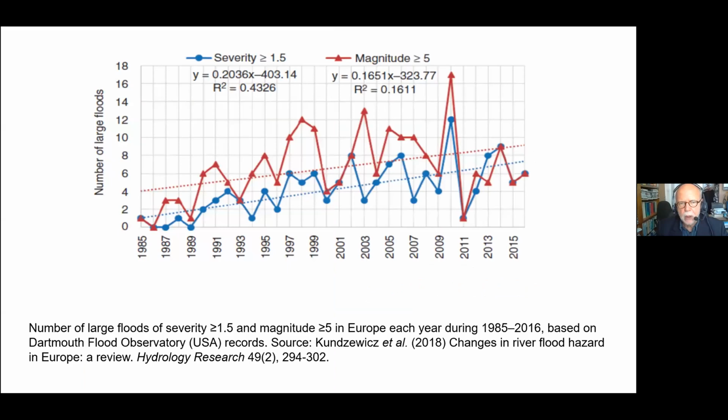And this is a diagram for our relatively recent paper published in 2018 in Hydrology Research. The number of large floods of severity in excess of 1.5 and magnitude in excess of 5 in Europe each year has been increasing, but not in a regular way. So there are ups and downs. In some years, like 2010, there was a huge number of large floods in Europe, and in 2011, only one. So we see more than 10 in 2010, only one in 2011.